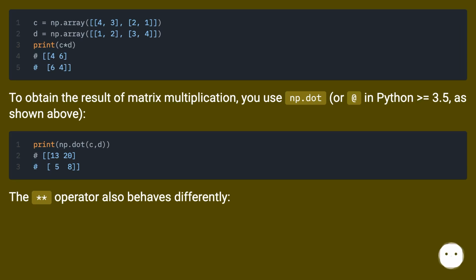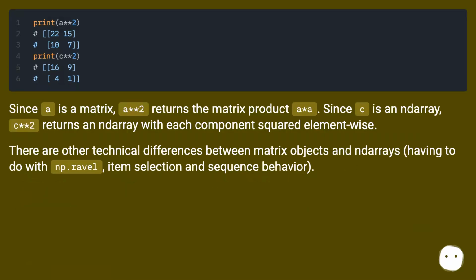The asterisk operator also behaves differently. Since A is a matrix, A * 2 returns the matrix product A * A. Since C is an n-array, C * 2 returns an n-array with each component squared element-wise. There are other technical differences between matrix objects and n-arrays, having to do with np.ravel, item selection and sequence behavior.